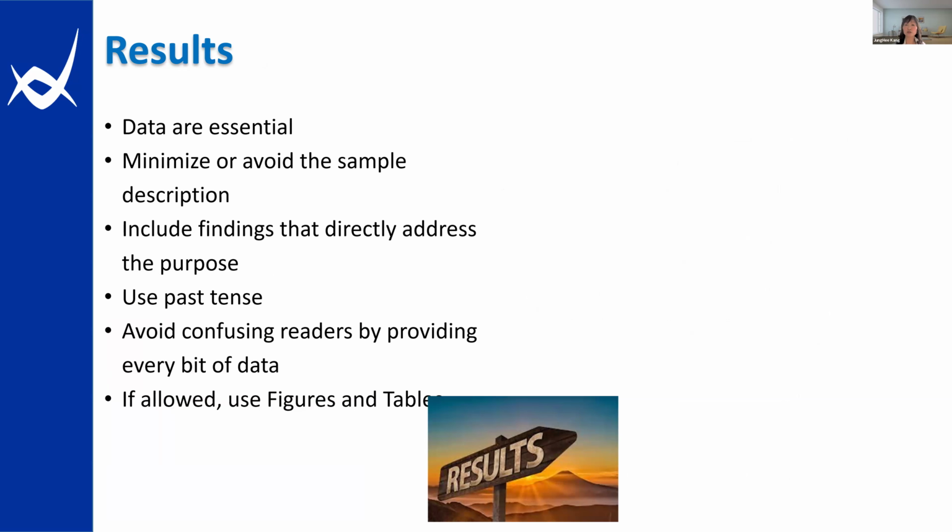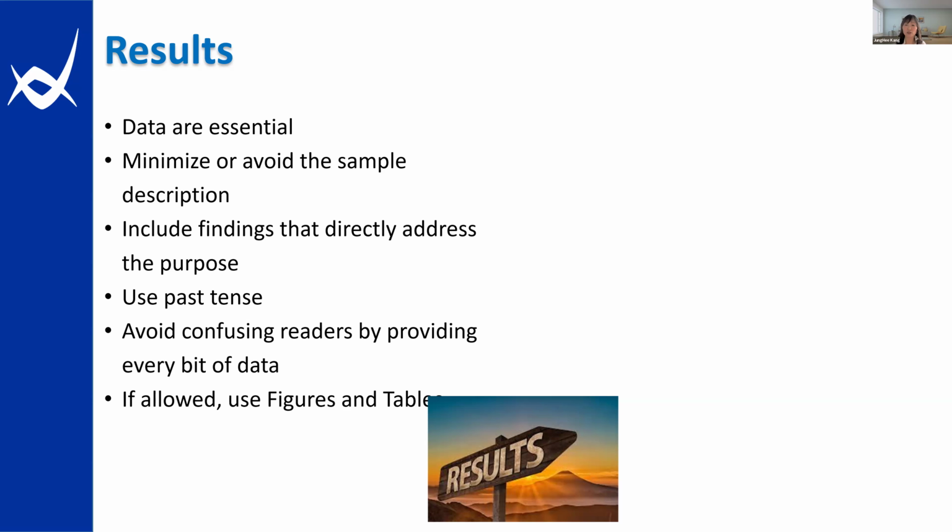Many new students usually make a mistake on this part a lot. Please use past tense when you are describing results, okay? And avoid confusing readers by providing every bit of data. Because in the beginning, when I was also working, I wanted to describe everything I found, right? This was interesting, this was interesting. And then my mentor said, JungHee, that's interesting, but do not put it here. Maybe you can think about it for your next future study, all right?